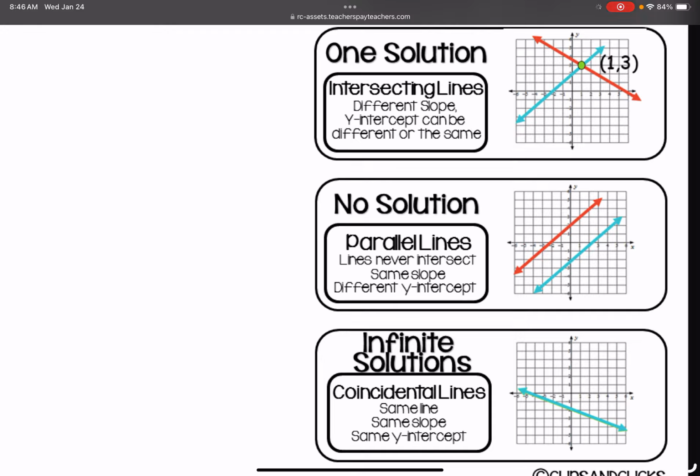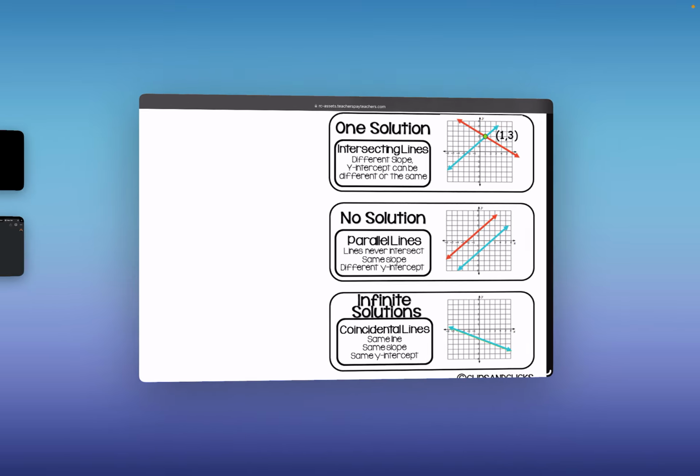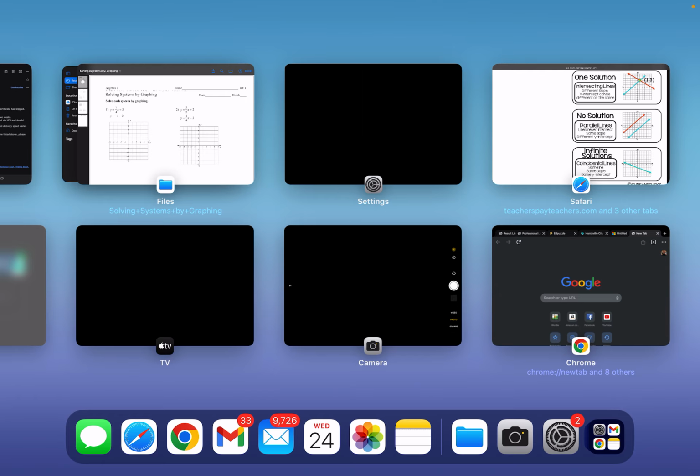And then you have infinite solutions, where the lines end up being identical to each other. They have the same slope and the same y-intercept. One solution has a different slope. The y-intercept can be different or the same. With no solution, the lines never intersect and they have the same slope but different y-intercepts. Those are the three types of problems that you will come across with solving systems.